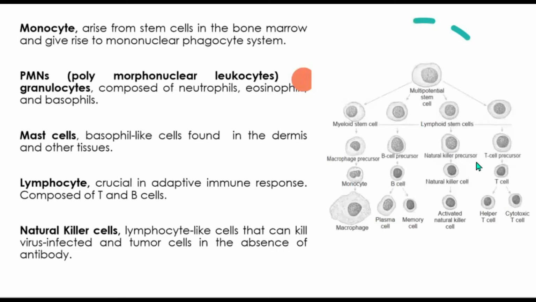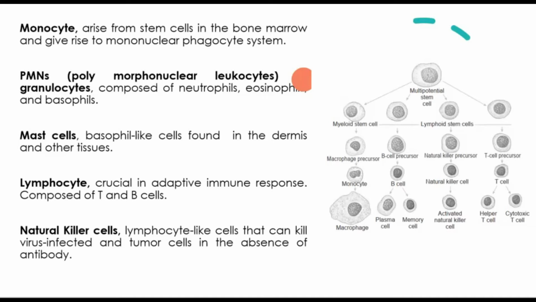Here, in the figure, you see the lineage of some cells active in immune response. These cells, as well as red blood cells and other blood cells, are derived from multipotent stem cells in the bone marrow. You can see the different types of cells: the first multipotent stem cells become myeloid stem cells and lymphoid stem cells. It undergoes certain processes to be a macrophage precursor, it becomes a monocyte, and then a macrophage, and then a B cell precursor becomes B cells, and it becomes a plasma memory cell.